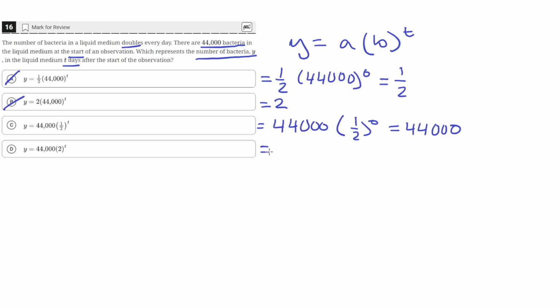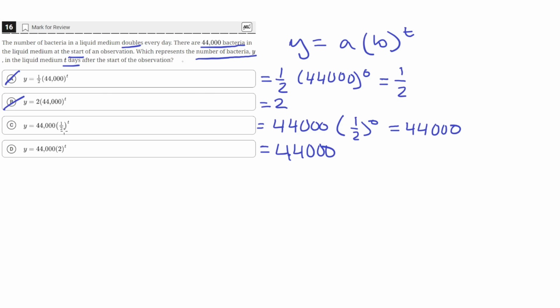And then same for answer choice D, we get 44,000 as well, because 2 raised to the 0 is just 1, and 44,000 times 1 is just 44,000. So we're left with answer choice C and D.